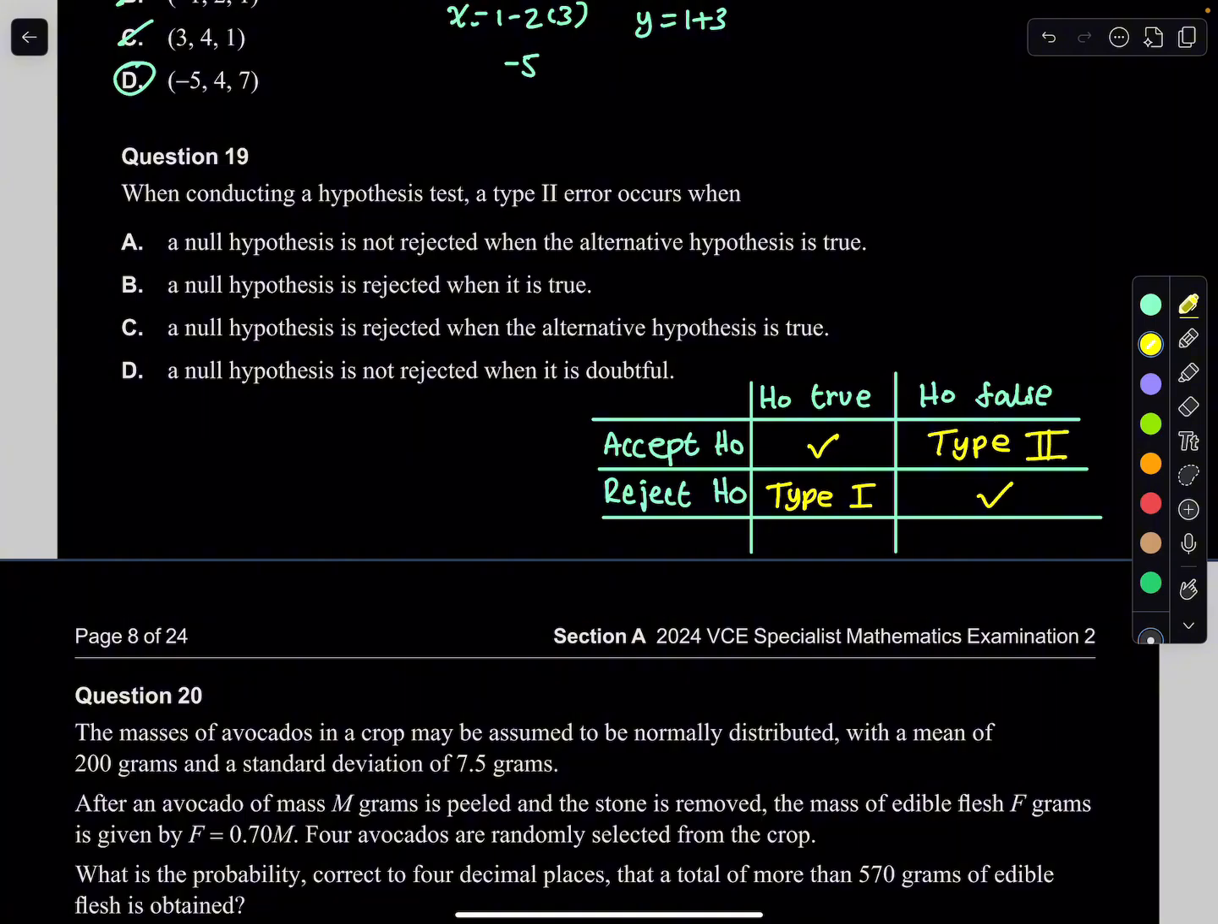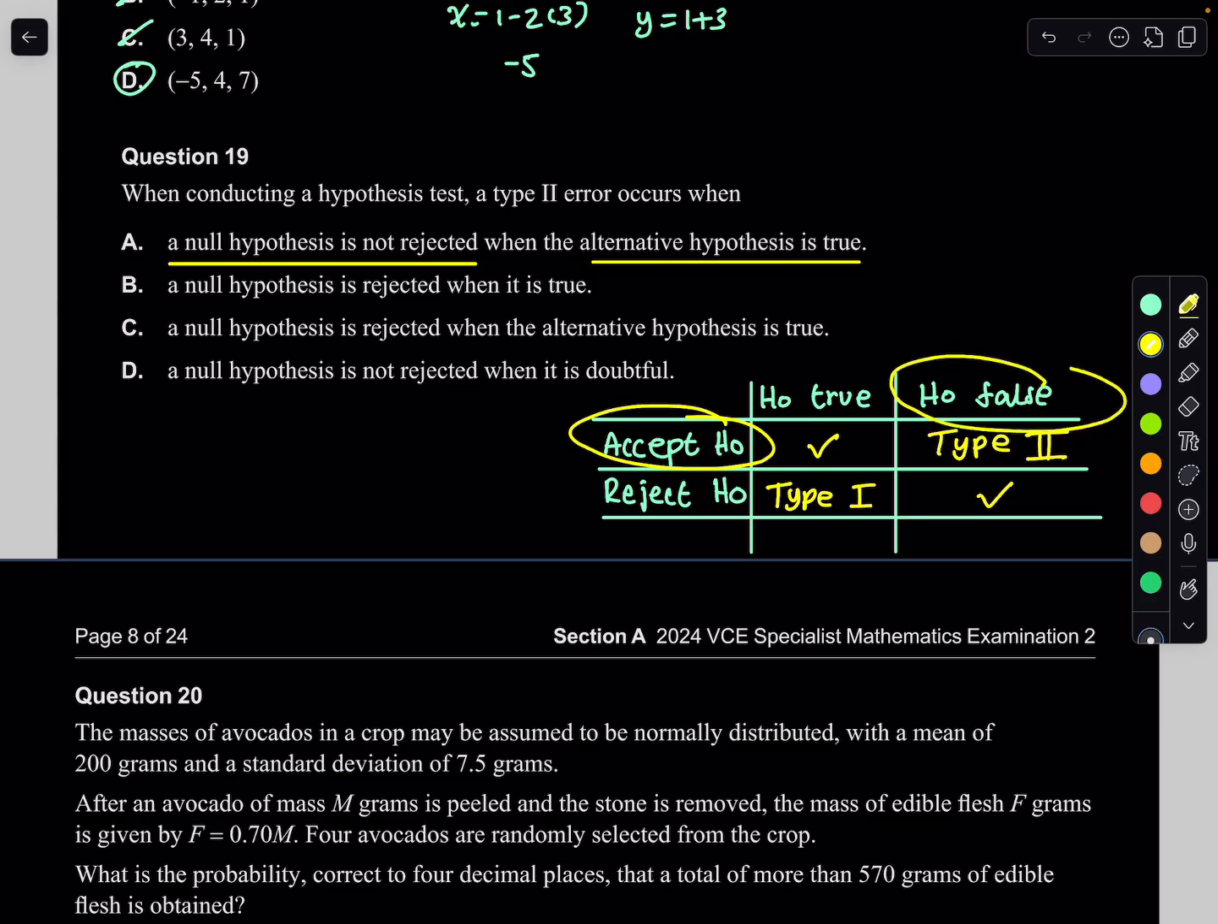So, for example, we're looking at type 2 errors, where your null hypothesis is false, but we unfortunately accept it. That's what we call a type 2 error. For example, let's look at A. It says a null hypothesis is not rejected, so we accept the null hypothesis when the alternative hypothesis is true. And that's true. That's your type 2 error, because when your null hypothesis is false, it means the alternative hypothesis is true. Does that make sense?